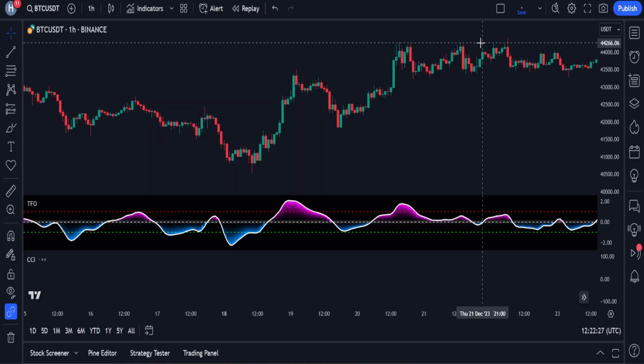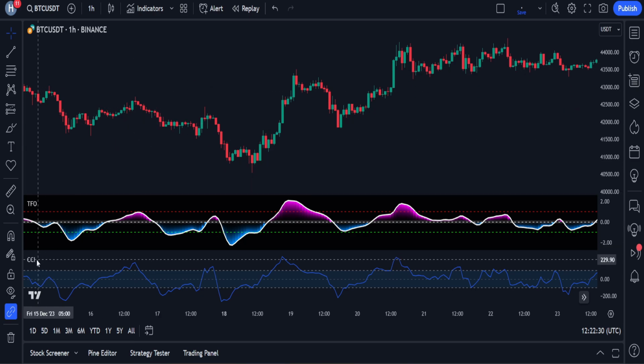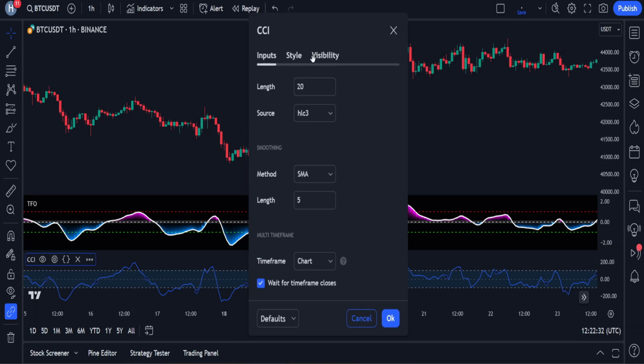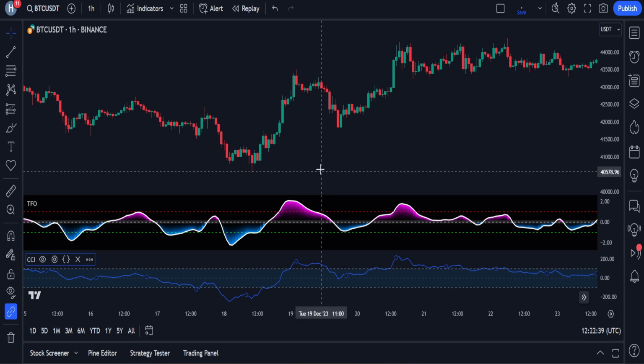First of all, let's change the settings of this indicator. So in the input section of this indicator, we will change the CCI length to 100, so it will help us to know about the current trend of the market. Now let's see how we can read this indicator on the chart.